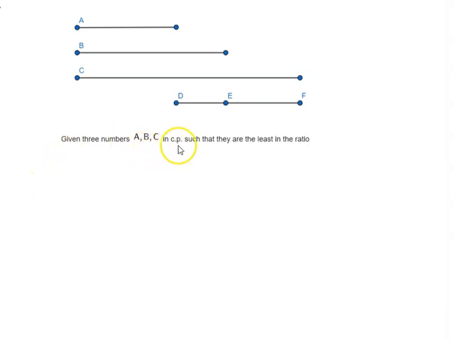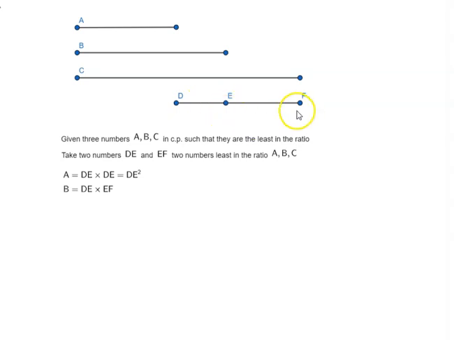Given three numbers A, B, C in continued proportion such that they are the least in the ratio. Take two numbers D, E, and E, F, two numbers least in the ratio A, B, C. Which means what? Since they are in continued proportion, A will be DE times DE, that is DE square. B will be DE times EF. And C will be EF times EF, that is EF square. Remember, DE and EF are the least numbers, which means that they are going to be relatively prime.